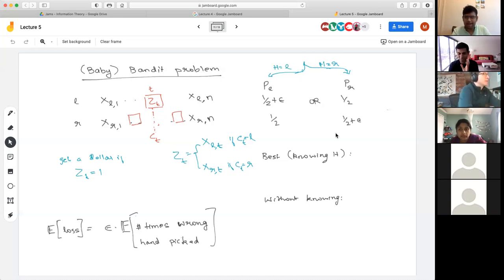On the top right corner, shouldn't that be PL is 1/2 plus epsilon and then 1/2 minus epsilon? Yeah. Okay. So I was using shorthand. When I say half plus epsilon, I actually mean it's 1 with probability half plus epsilon and 0 with probability half minus epsilon. And similarly, this is 1 with probability half and 0 with probability half, and so on.